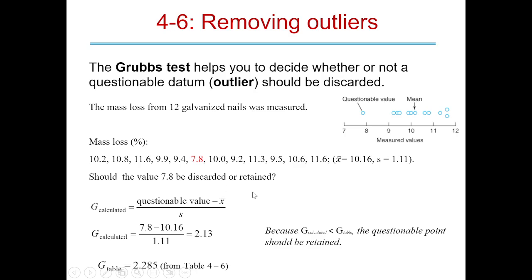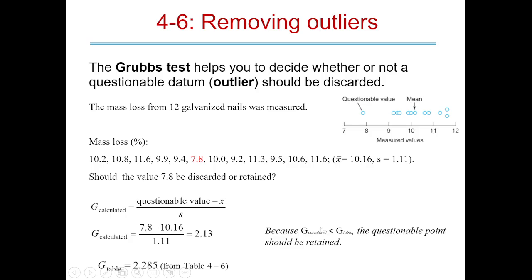So we go G calculated. We take the questionable value minus your mean, divide it by the standard deviation. So we get a G calculated of 2.13. We would then go to the G table, which is table 4.6, I believe. That's the number the example gave me. It's actually from your book that I pull, but they always give me weird stuff sometimes.